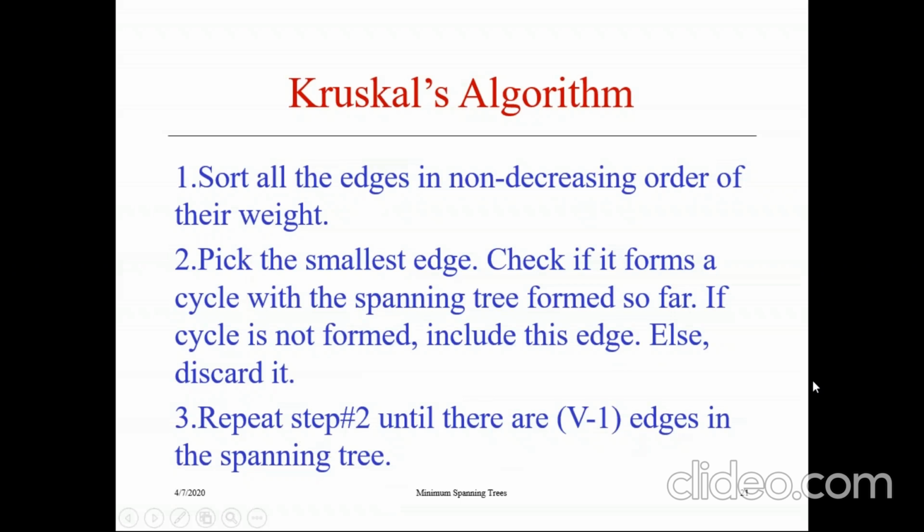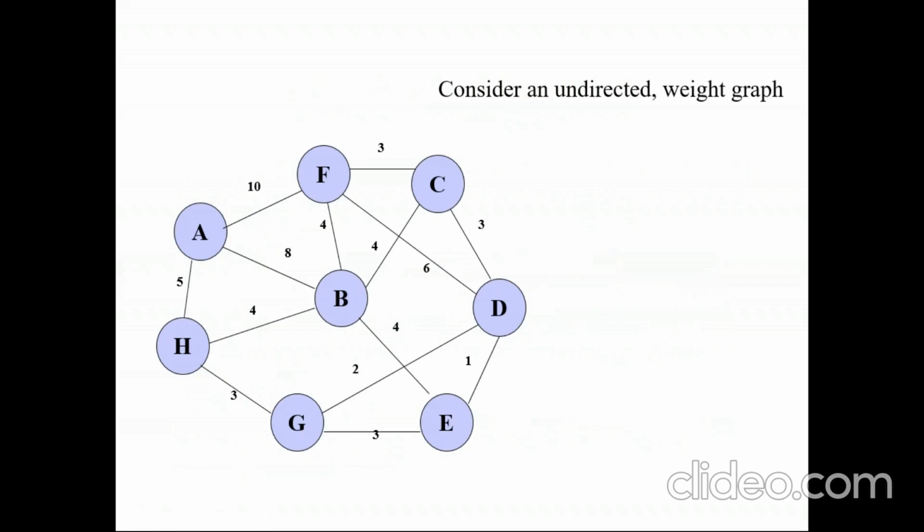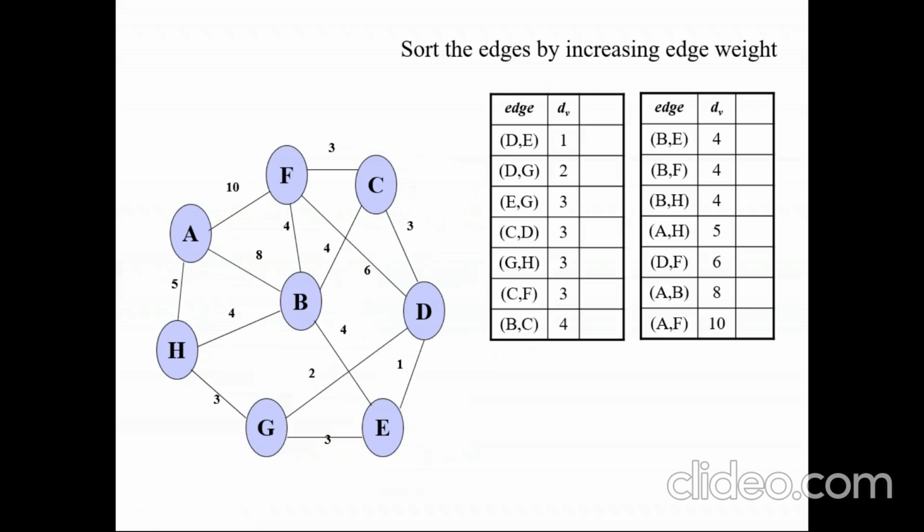We shall see an example of how these steps can be applied. Consider the undirected weighted graph here, which has a total of 8 vertices and 14 edges. Now sort the edges by increasing edge weight. Starting from weight 1, we have the first edge DE, and ending at the highest weight, 10, the last edge is AF. Total 14 edges have been sorted here in ascending order of edge weight.